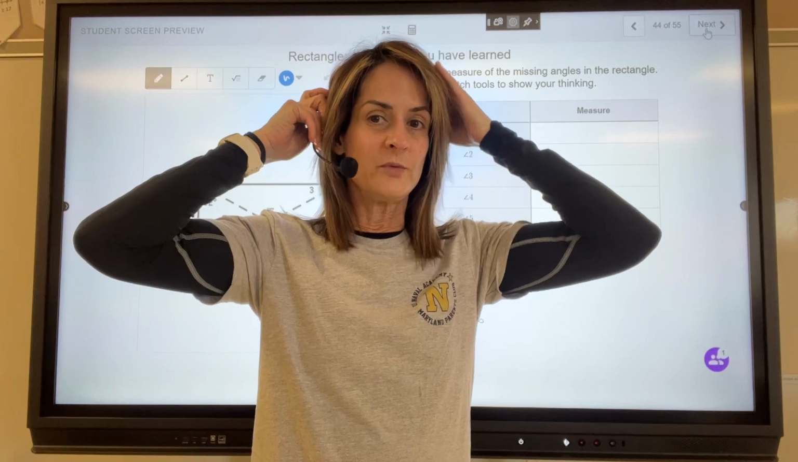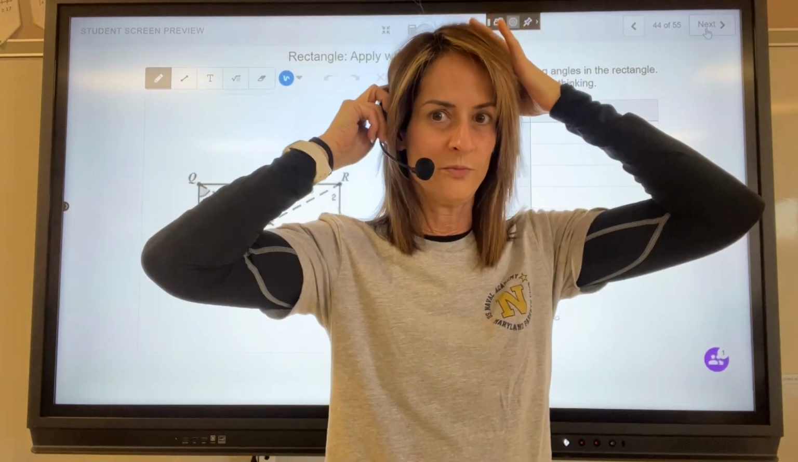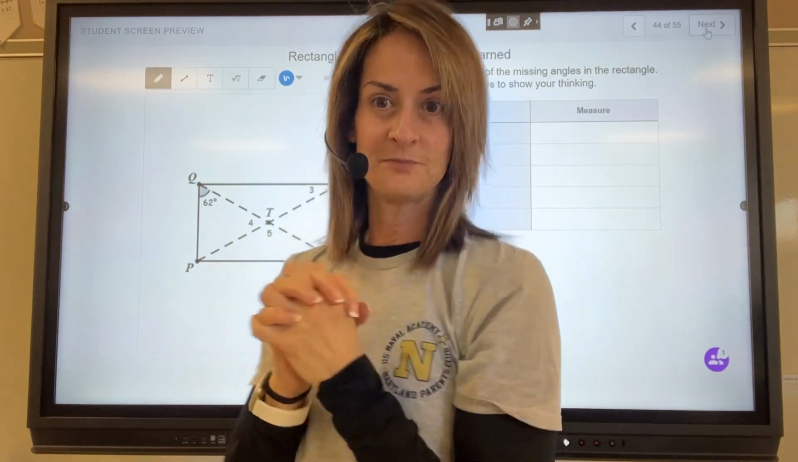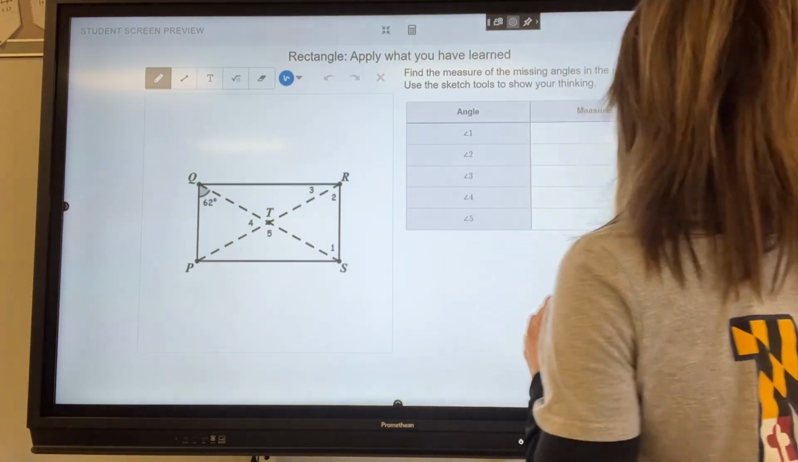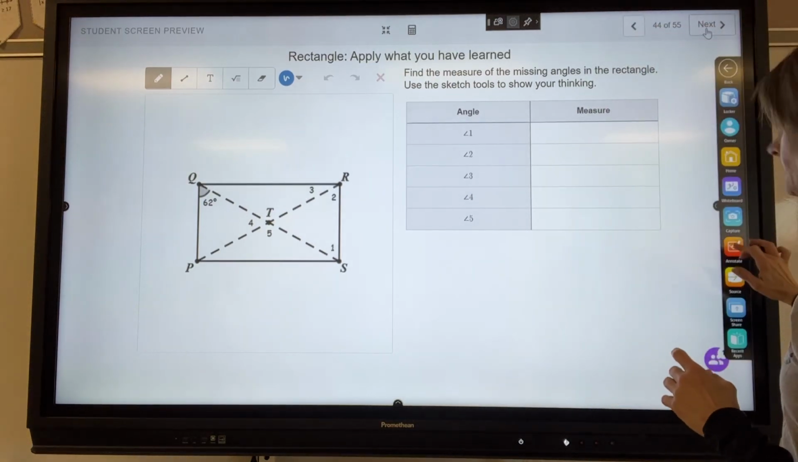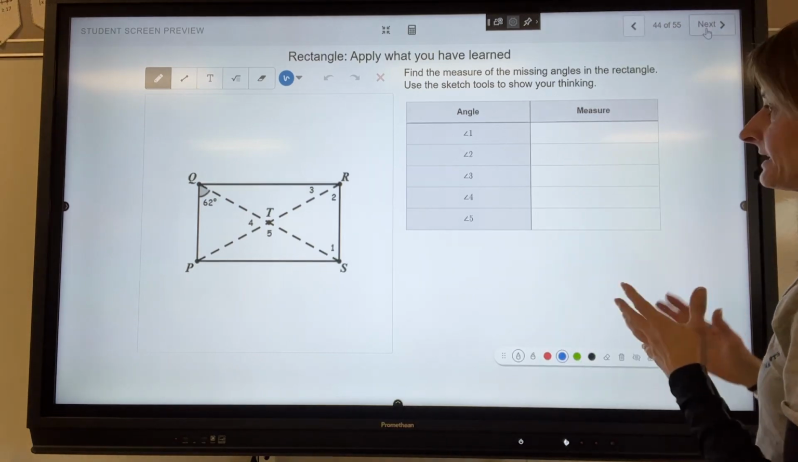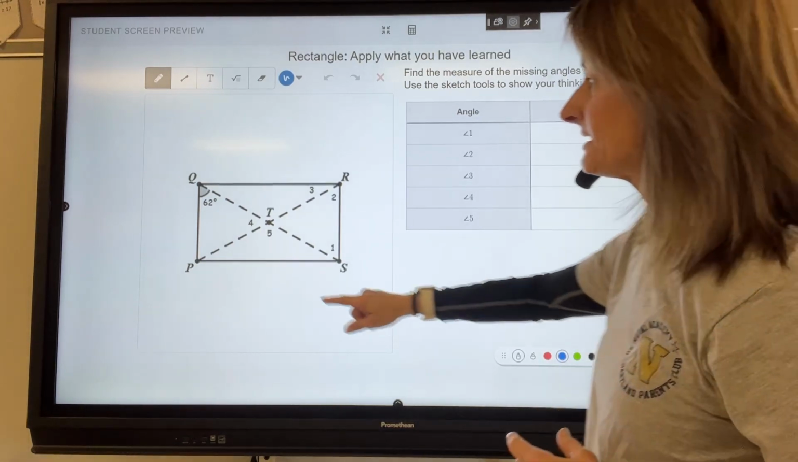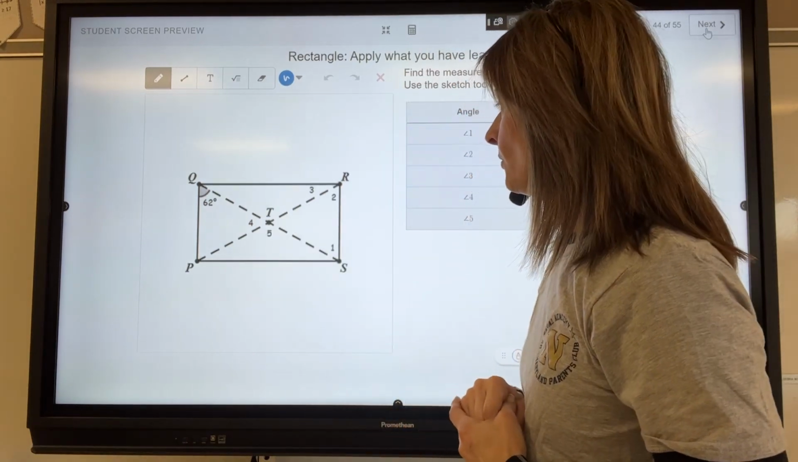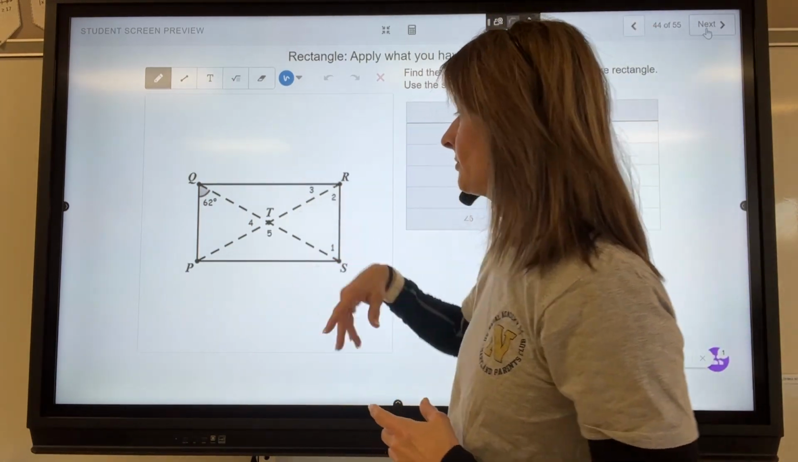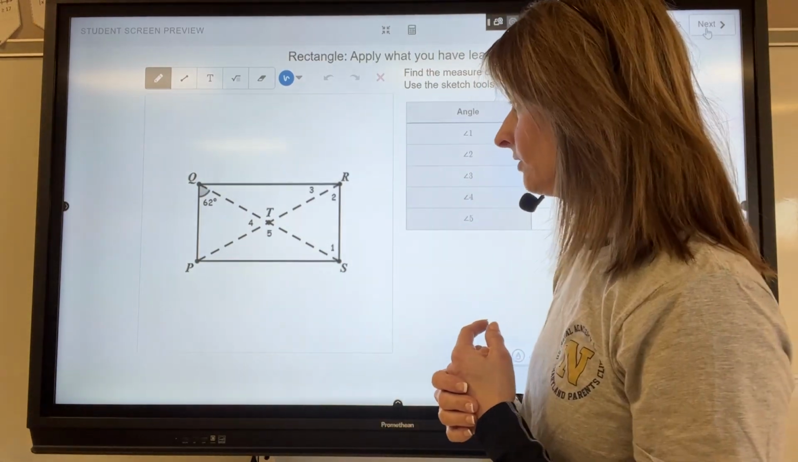We are going to be reviewing properties of a rectangle. I think that's what we're going to be doing in this video. So we're going to start with applying what we just learned about rectangles. We have, find the measure of each of the missing angles. They've given us this 62 degrees. We have to find 1, 2, and 3, but we're just going to fill them all in just to make sure we're comfortable with finding all these angles.